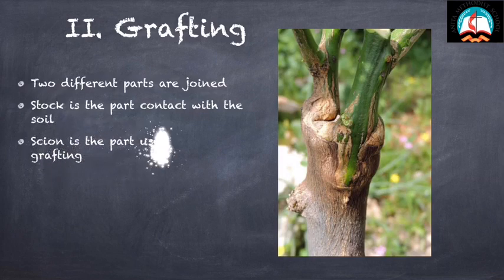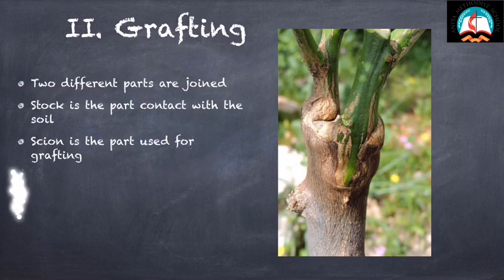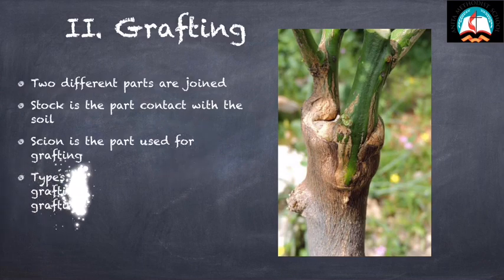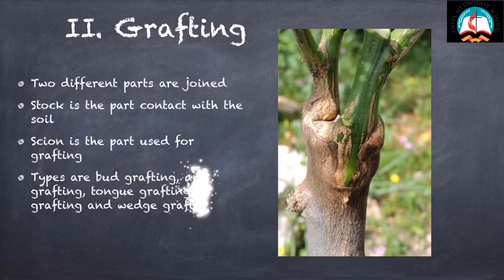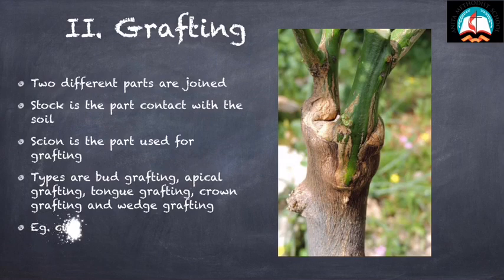The types of grafting are bud grafting, approach grafting, tongue grafting, crown grafting, and wedge grafting. Example, citrus, mango, apple, etc. Let us learn one by one in detail. The first type.